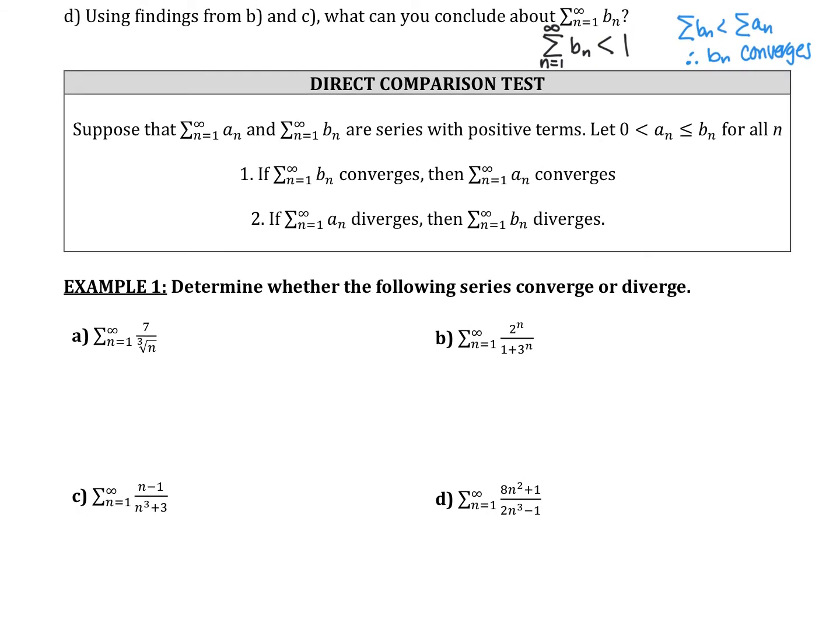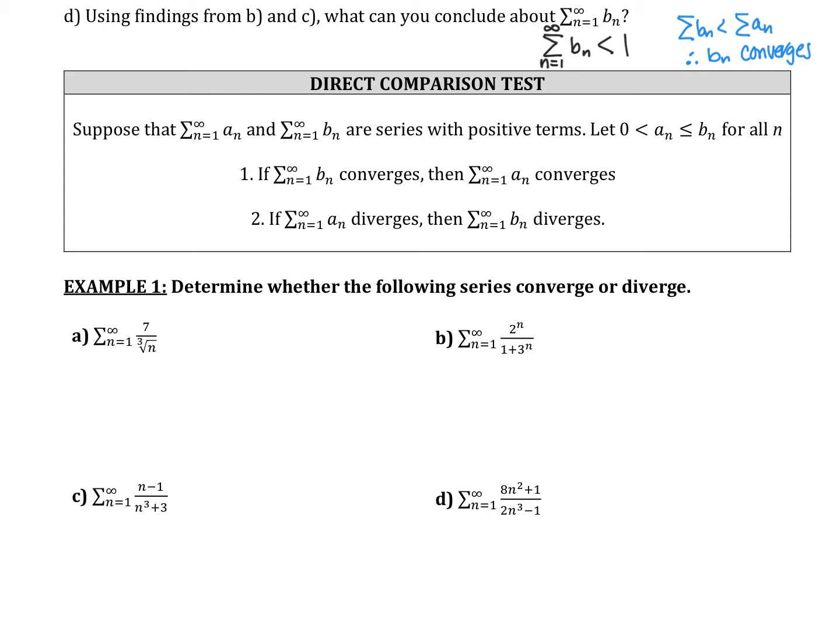The direct comparison test says, suppose that we have two series with positive terms, and for every n, b sub n is greater than a sub n. That's backwards from the example we just did. Hindsight, I'd probably change that. But if b sub n is greater than a sub n, then if b sub n converges, then a sub n converges. Or if a sub n, the smaller one, diverges, then b sub n diverges. We've actually already looked at this. We're just putting it to a formal definition. So this is called the direct comparison test.